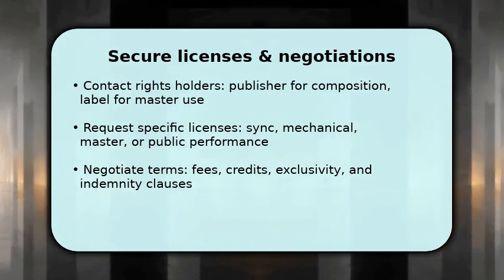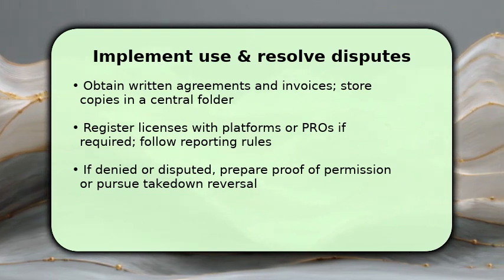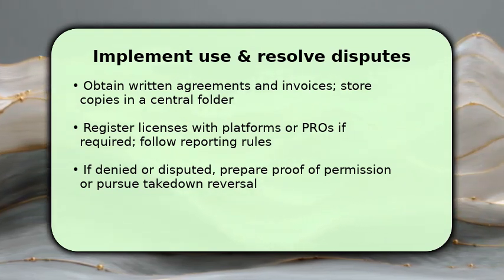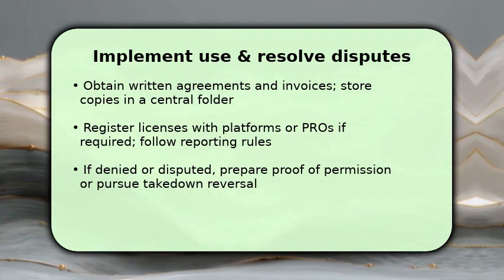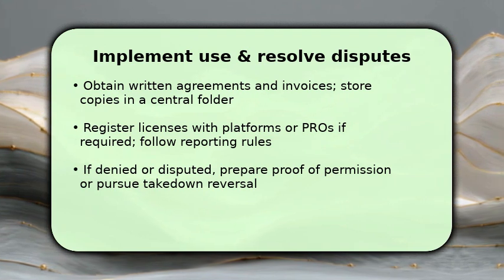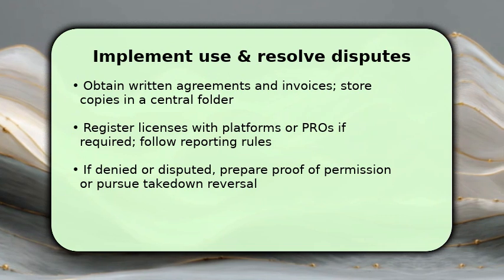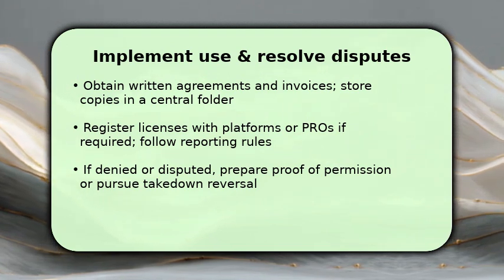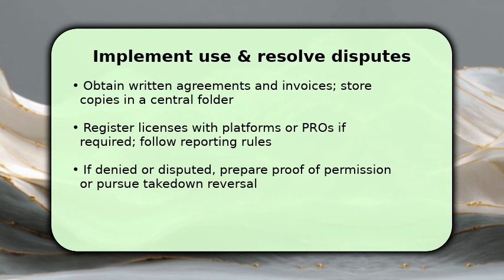You finish by securing signed agreements and invoices, then store them in a central folder tied to the project so you can prove clearance later. Next, register uses with platforms or performance rights organizations when required and follow any reporting rules to avoid future claims. If a claim appears despite clearance, escalate with written proof, signed license, payment evidence, timestamps, and communication logs.